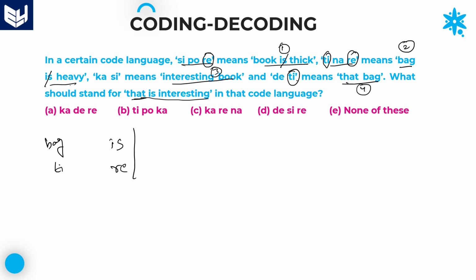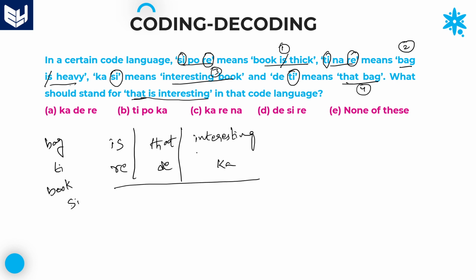Once you got bag is equal to TI, obviously "that" is nothing but DE. And last, "interesting". Book is common in the first one as well as the third one. In the first and third, the common code is SI, right? SI is common in the first and third. Therefore, book is equal to SI. If book is equal to SI, automatically interesting is nothing but KA.